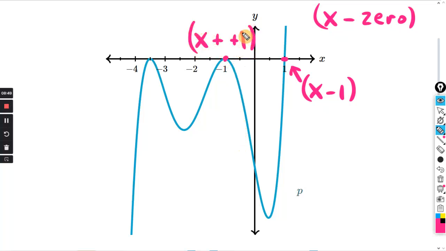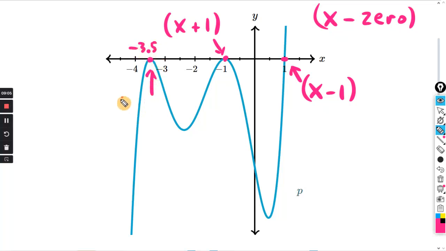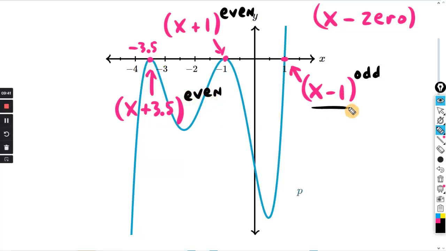Let me rewrite that, x plus 1. And the last one here is in between negative 3 and negative 4. So that's going to be negative 3.5. If we do x minus negative 3.5, that's going to be x plus 3.5. Now let's do the exponents. When it crosses right through, the exponent is odd. When it bounces off or just touches, the exponent is even. And right here, when it bounces off or just touches, the exponent is even. So this one is good. This one is good. This one has a decimal. We have to fix that.